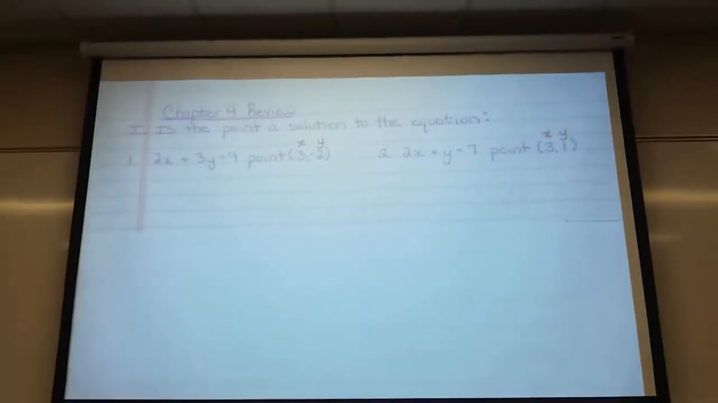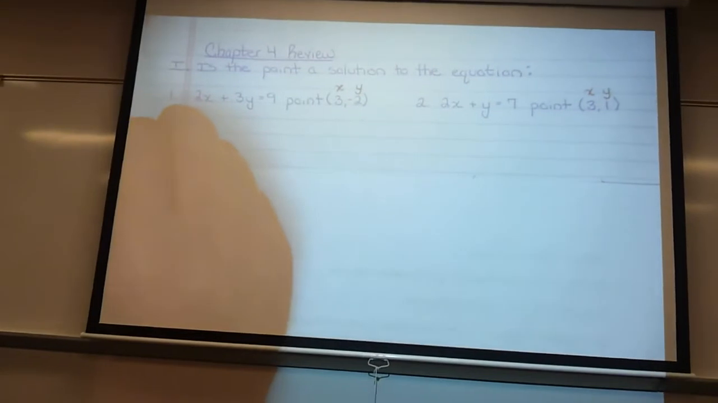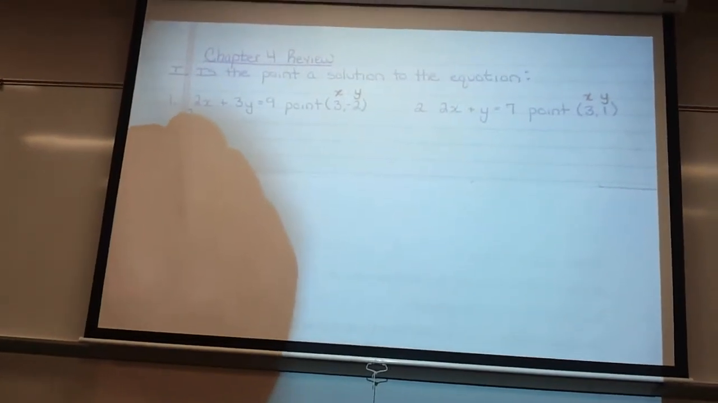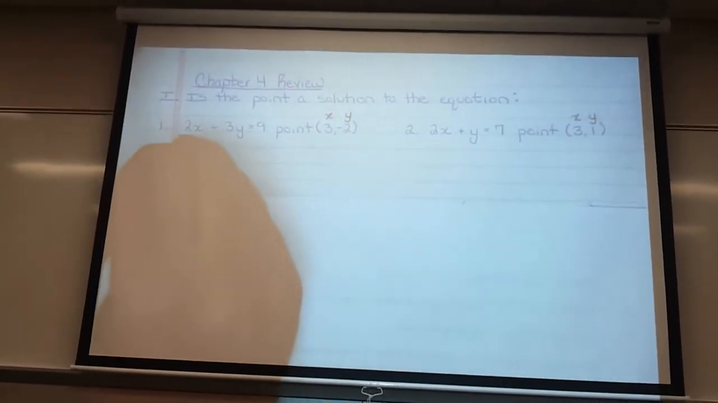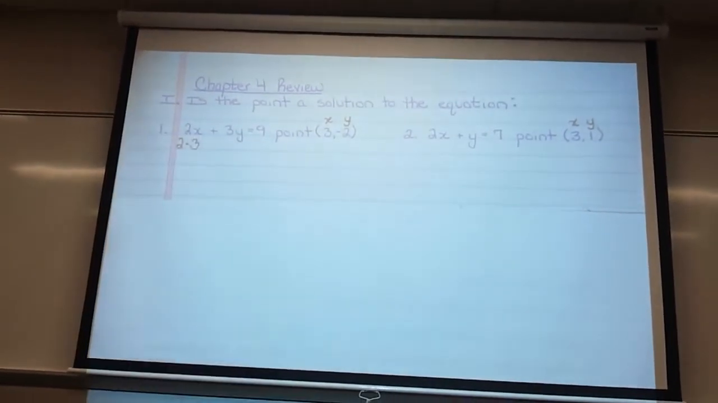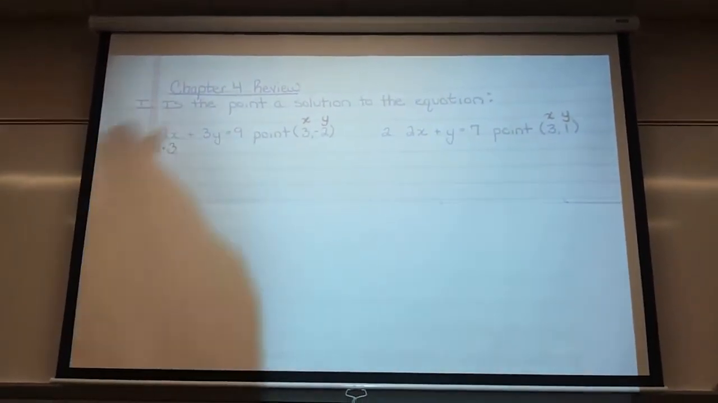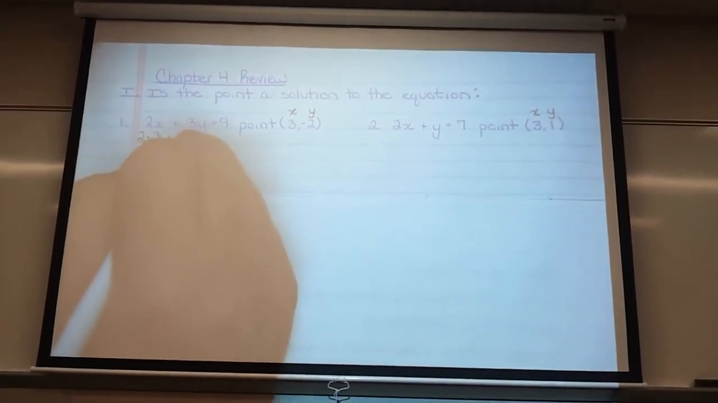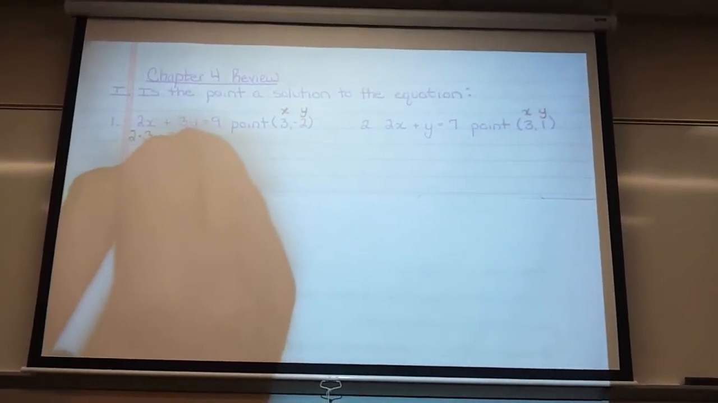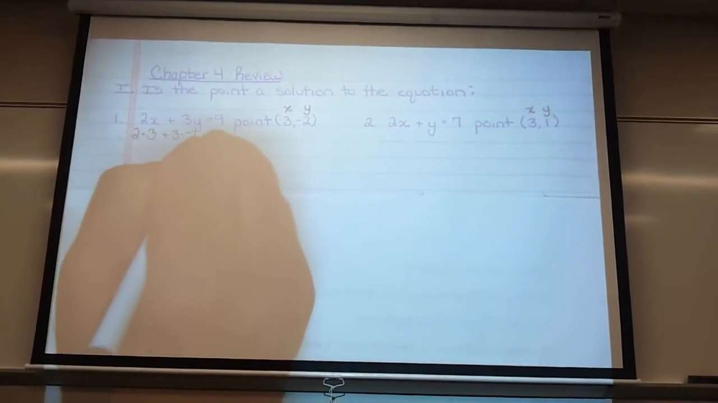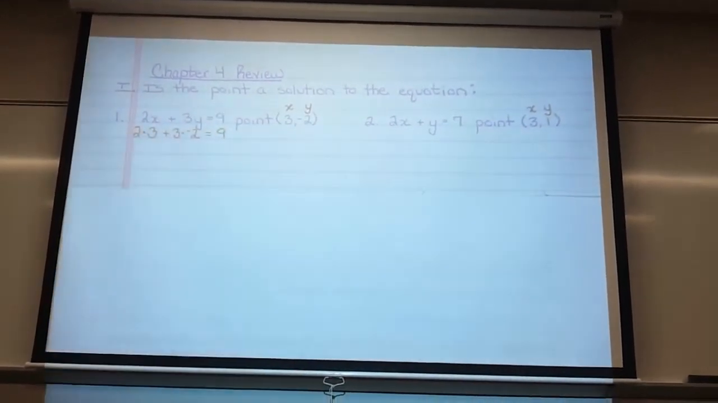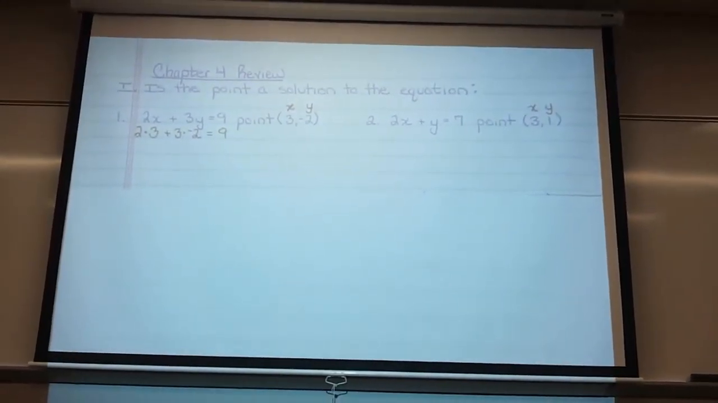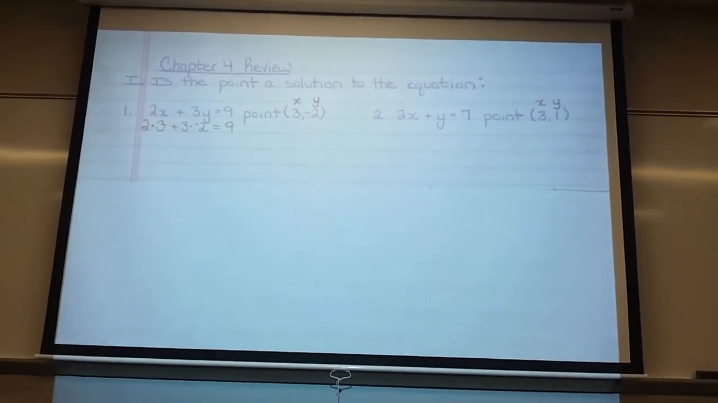Okay, I'm just going to start that first one. I've got 2 times my x, which is 3. So I'm just changing my x to a 3. Plus 3 times my y, which is negative 2, equals 9. So all I did was change the letters to the appropriate numbers.